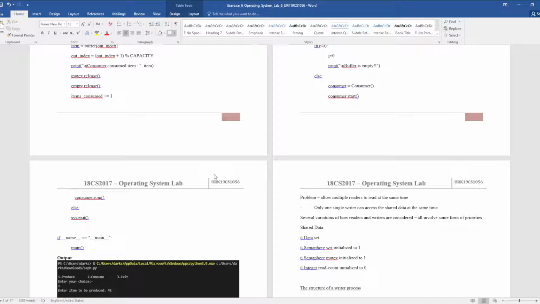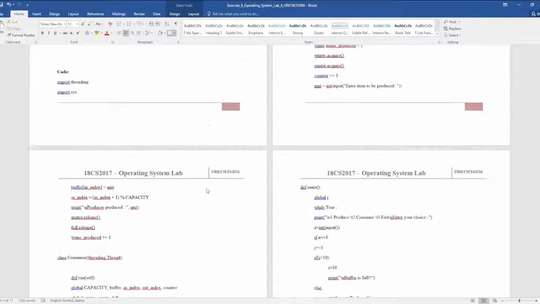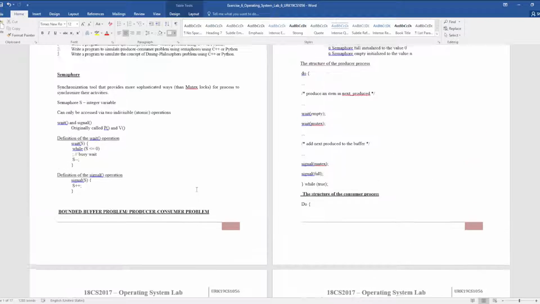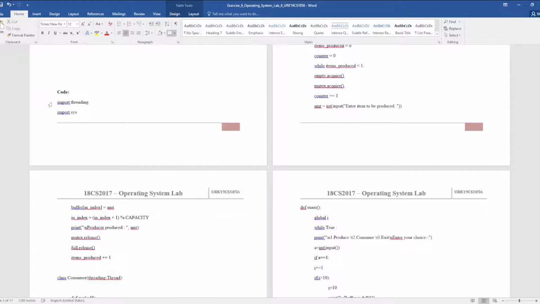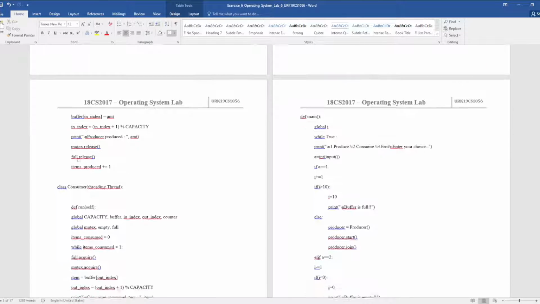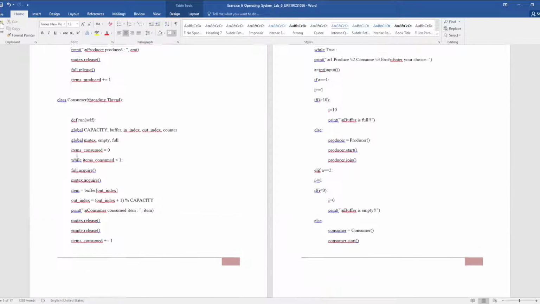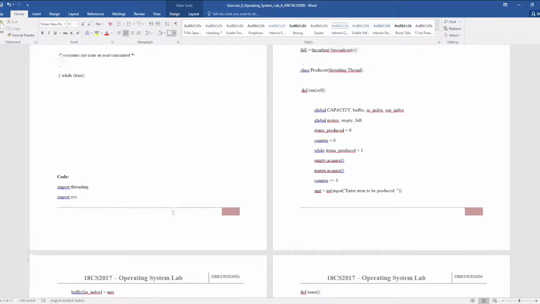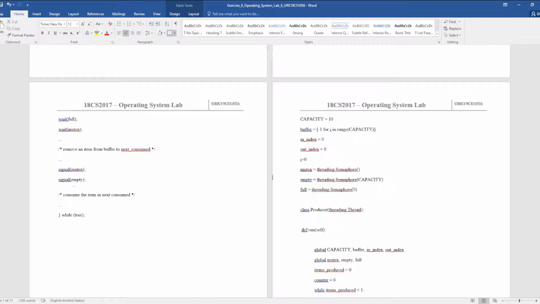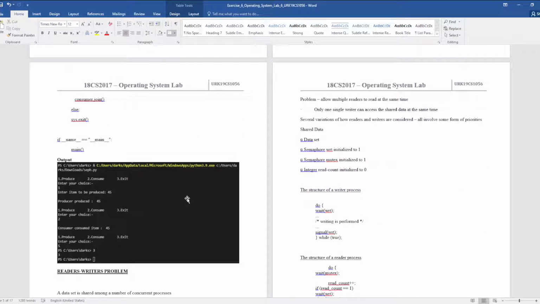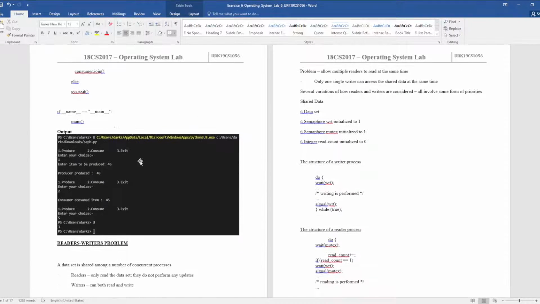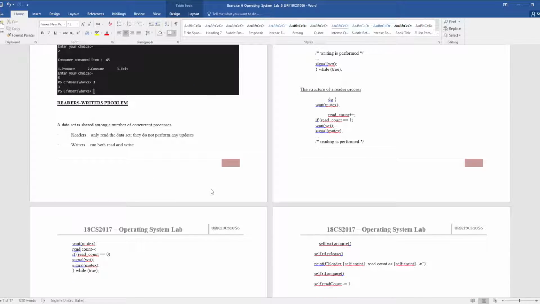So let's move on to the producer-consumer problem. The code for the producer-consumer problem is as follows, and the output screenshot has been taken here. Now moving on to the reader-writer problem.